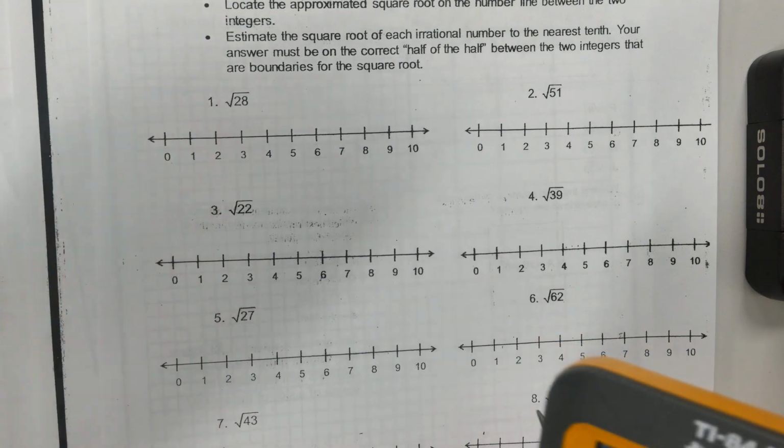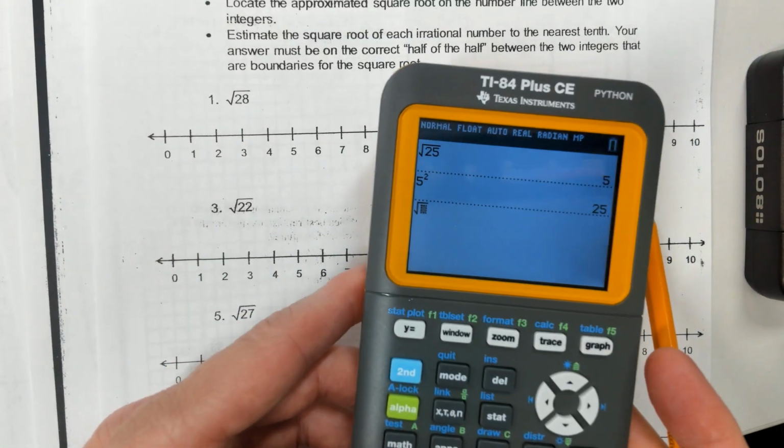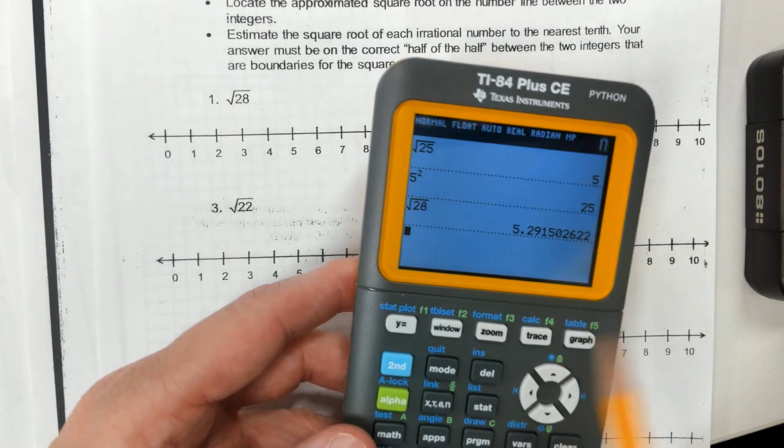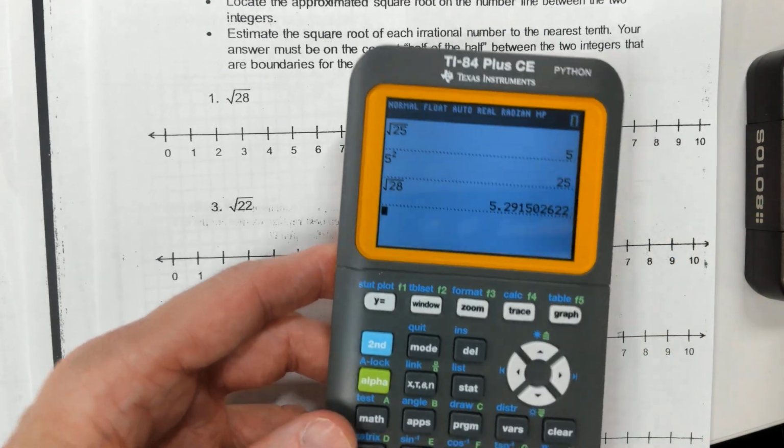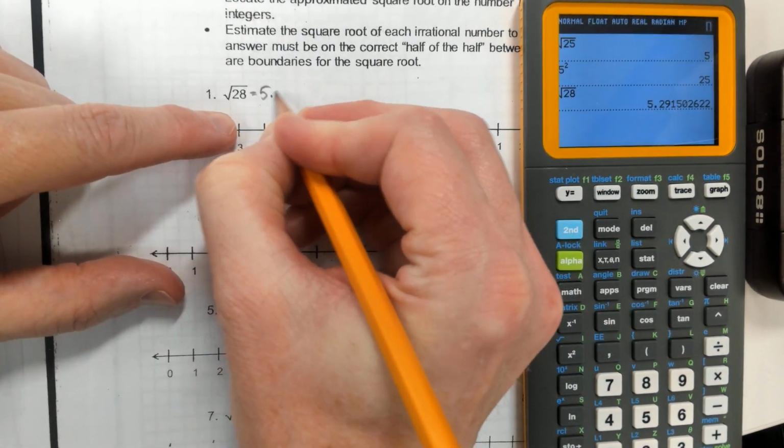Let's go back to your assignment. Now it is simply asking you to take the square root of each number. Square root of 28 is 5.29. Here's what I'm looking for you to do. 5.29. You can stop after the second decimal place after the decimal. Okay?